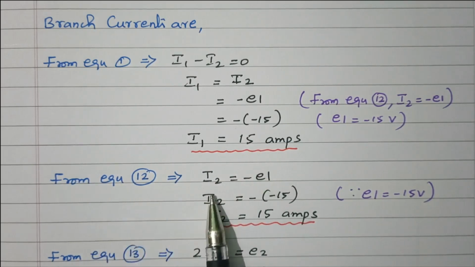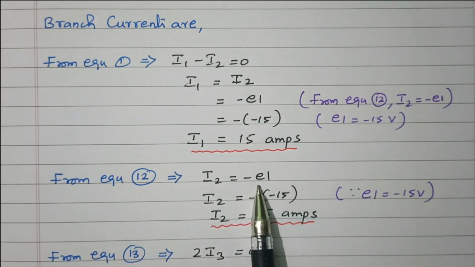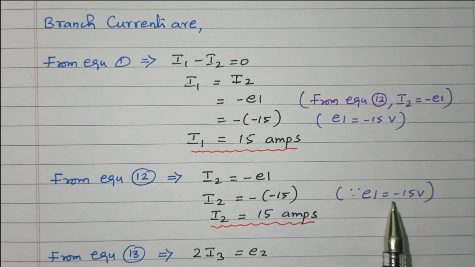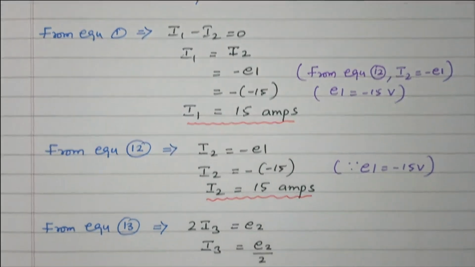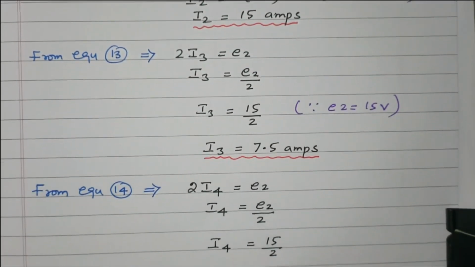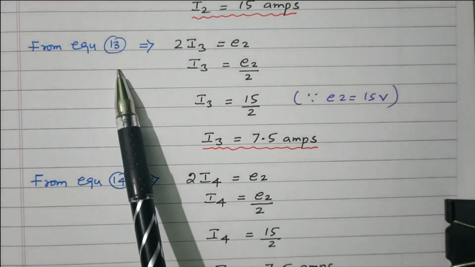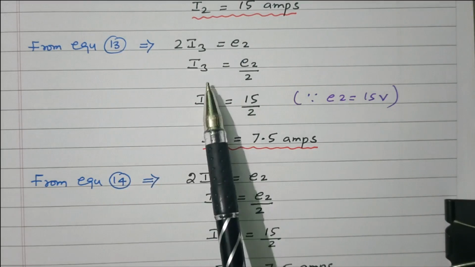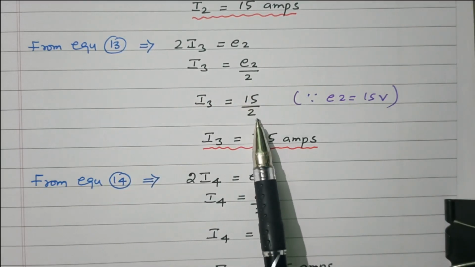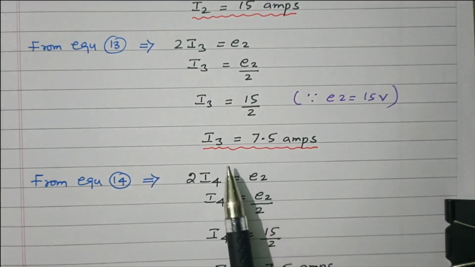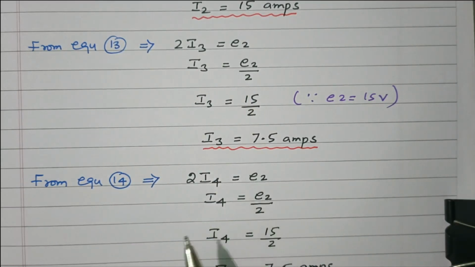From equation 12, I2 equal to minus E1. Minus of E1 is already minus 15. So minus of minus 15, 15 amperes. E1 equal to minus 15 volts. So I1 equal to 15 amperes, I2 also 15 amperes. Now we'll find I3 and I4. From equation 13, 2I3 equal to E2. So I3 equal to E2 by 2. We know that E2 is 15 volts. So 15 by 2, 7.5 amperes. I3 value is 7.5 amperes.